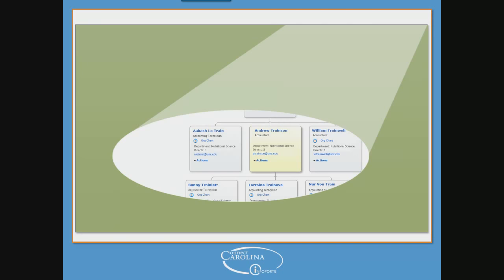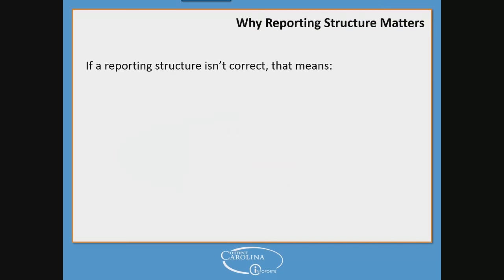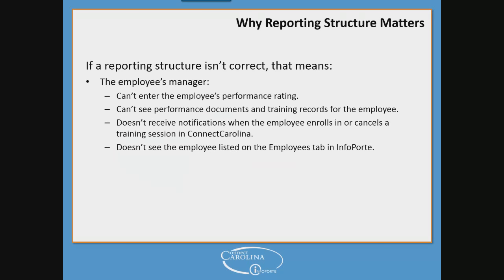So if a change needs to be made, it needs to be made in the system so that the reporting structure shows correctly. So let's talk a little bit about why reporting structure matters. If the reporting structure isn't correct, here's a list of things the employee's manager can't do or can't see. The big one is right now we're coming up to performance management time, performance ratings, but the employee's manager can't enter their employees' performance rating because they don't see them in ConnectCarolina. They don't see any of their performance documents or their training records either.